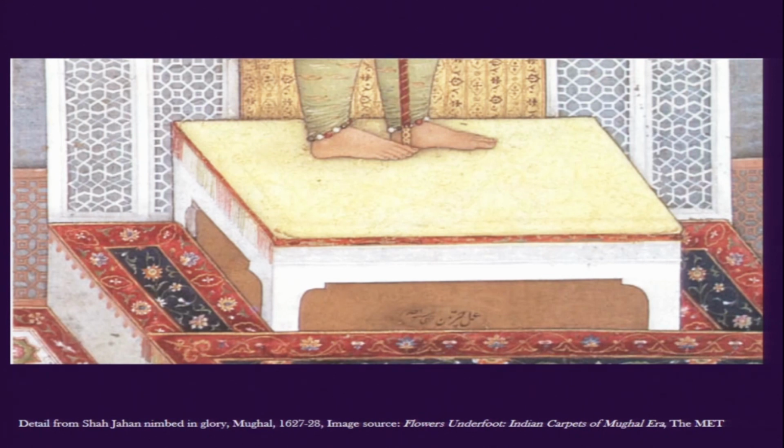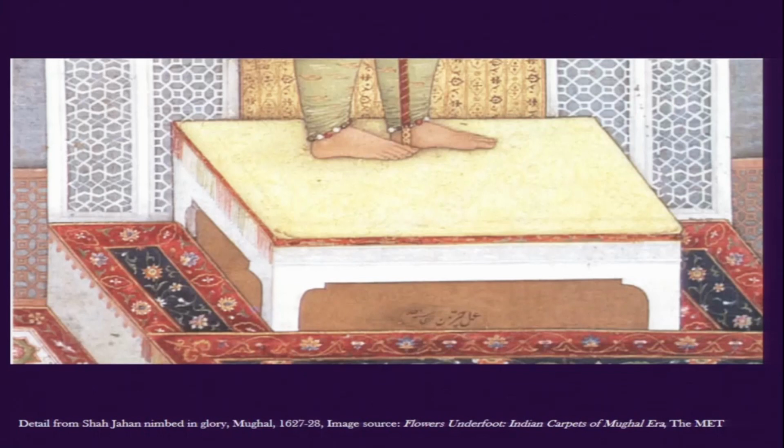Now for the Mughal rugs, one of the most significant exhibitions which displayed a large number of Mughal rugs or fragments was in 1997 at the Metropolitan Museum of Art in New York, which was called Flowers Underfoot, Indian Carpets of the Mughal Era. That exhibition, which also marked the 50th year of Indian independence from 1947, held a large quantity of Mughal carpets under one roof.